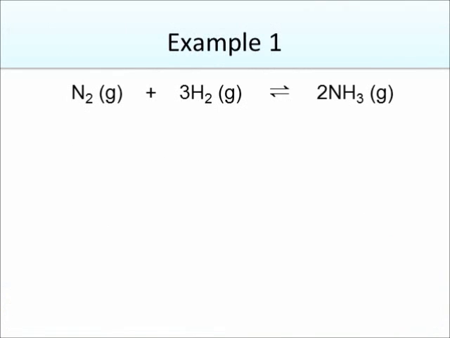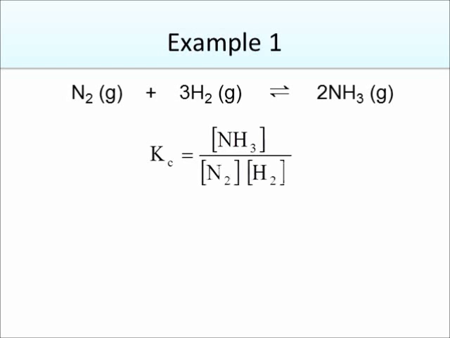We will now derive the equilibrium constant expression for the reversible reaction between nitrogen and hydrogen to form ammonia. The equilibrium constant is equal to the concentration of ammonia divided by the concentration of hydrogen multiplied by the concentration of nitrogen. The concentration of ammonia is raised to the power of 2 and the concentration of hydrogen is raised to the power of 3. This corresponds with their respective stoichiometric coefficients within the balanced chemical equation.